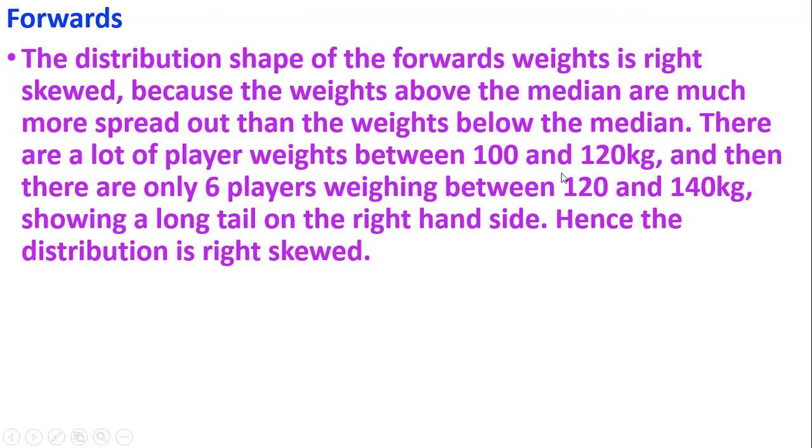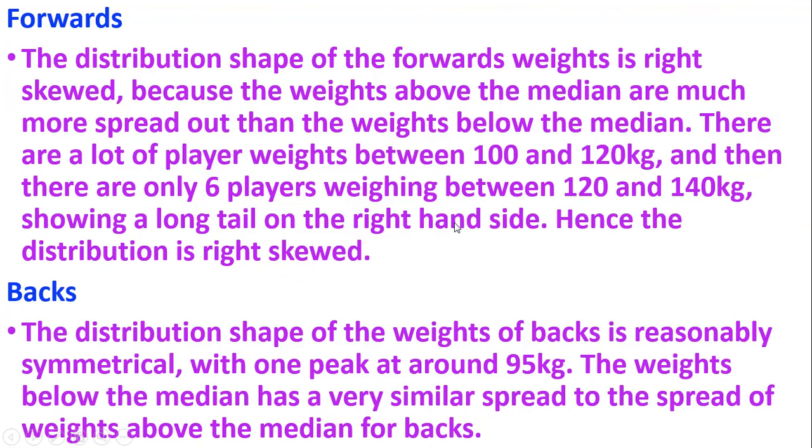And then I'm being more specific and giving some numbers. There are a lot of player weights between 100 and 120 kilograms, and then only a few players between 120 and 140, which shows that long tail on the right hand side. For the backs, I want to be able to justify it. It's reasonably symmetric, and it's got one peak that's around about 95 kilograms. And the weights above and below that median have similar spreads.